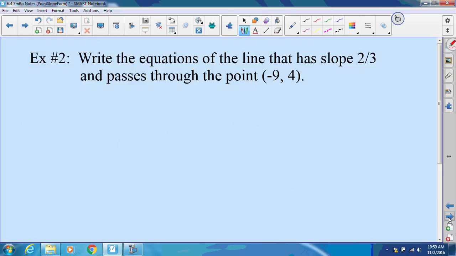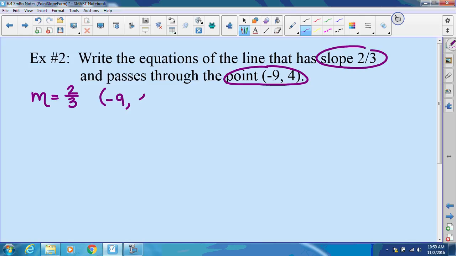Okay, example 2. I have a slope of 2/3. So I'm going to write that down. M equals 2/3. And it passes through the point (-9, 4). So my point, remember to label these, would be that -9 is my x1 and 4 is my y1. Because I have a point and slope, we're going to start off in point slope form.